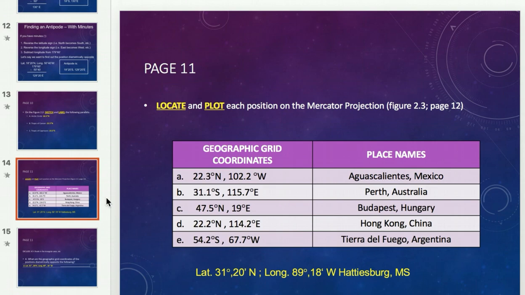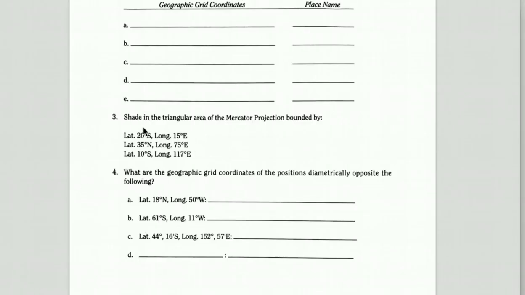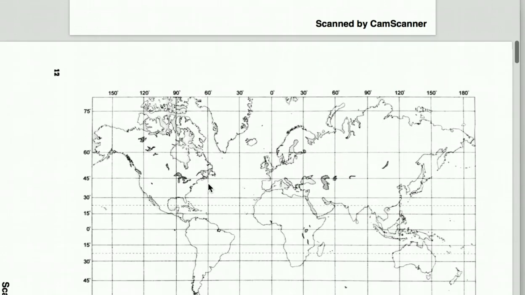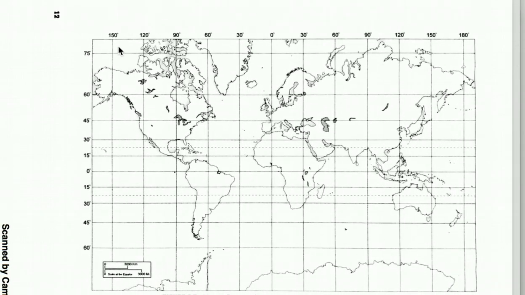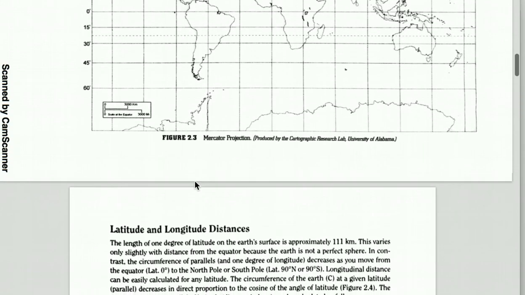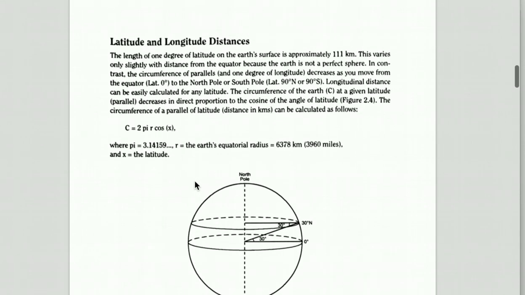Sorry, it's kind of like a tongue twister. Okay. So we're skipping that. Do all of these. Pretty easy. If you have any questions, feel free to write it in the comments section. Remember, on page 12, you have 6 locations that need to be plotted and labeled. Alright.